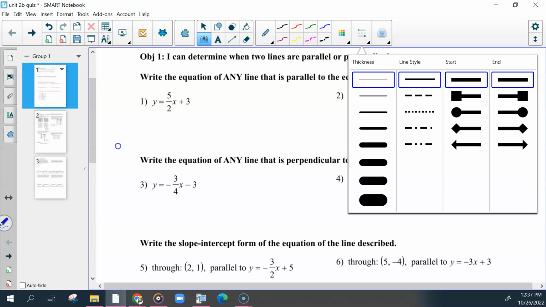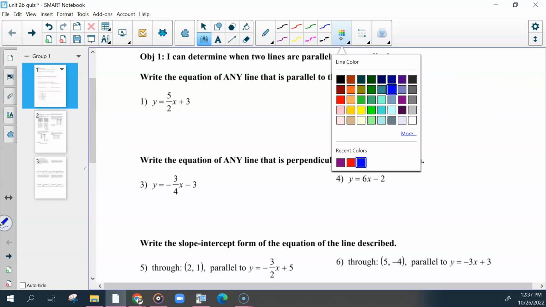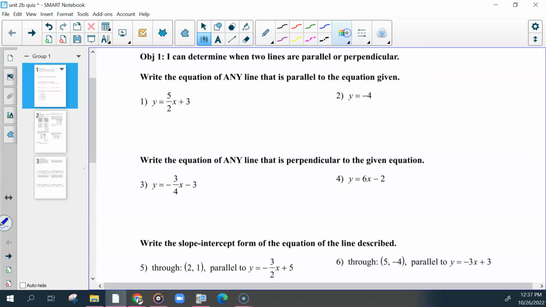So for number 1, you have to find an equation that is parallel to the one that is given. So if it's parallel, the slope is the same. So you would write y equals 5 over 2x and then pick a different y-intercept. You can make it negative, you can make it a different number, it just cannot be the exact same, because that would be the exact same line. We don't want that.